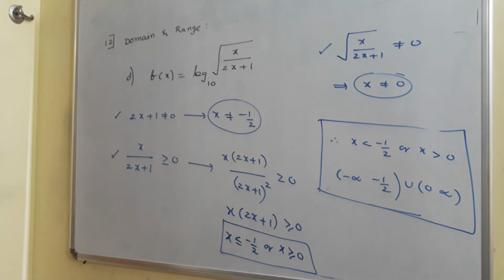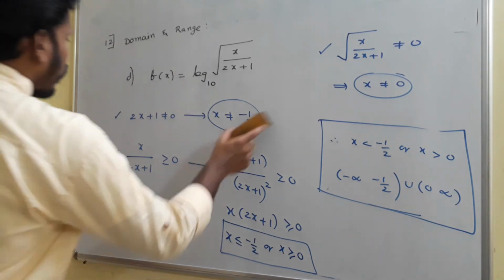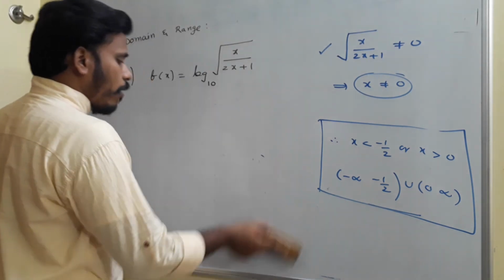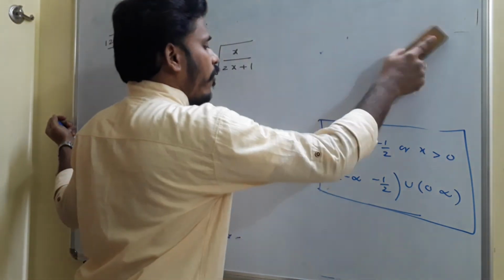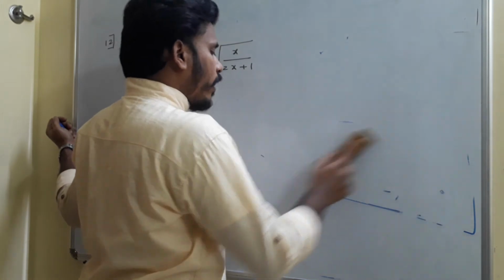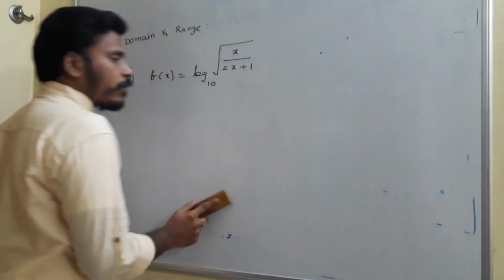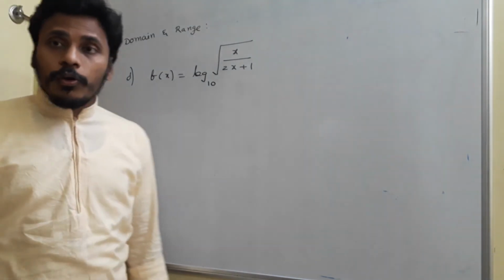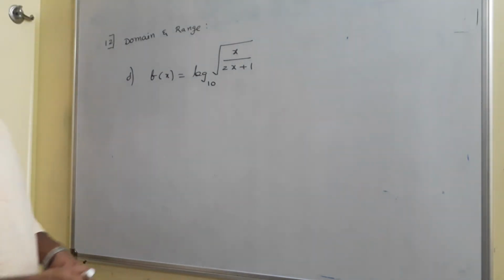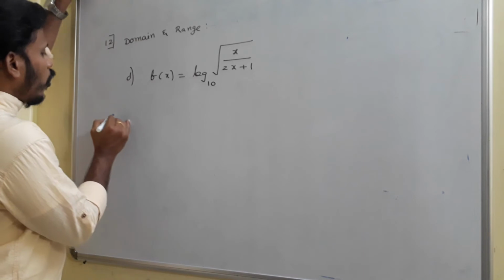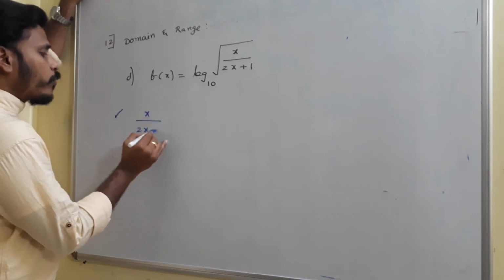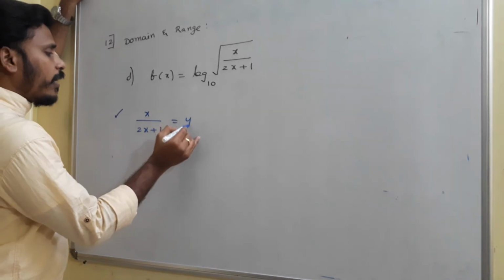So now about the range. To discuss the range, first of all you need to find the range from inward to outward. Everything you need to discuss. To find the range for this logarithm of square root, first of all think about the range for the square root. And to find the range for that square root, you need to think about the range for that fraction. As we know, to find the range for x by 2x plus 1, as we discussed with a method, take it as y.